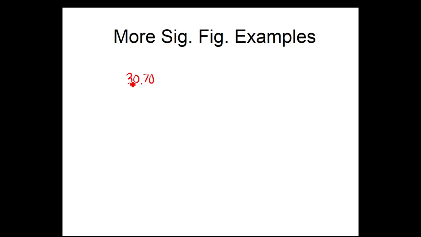The 3 and the 7 obviously count because they're non-zero numbers. This 0, does it count? Yes, it's between 2 that count. Does this 0 count? Well, is it to the right of a number? Yes. Is it to the right of the decimal? Yes. So it counts. So we have 4.